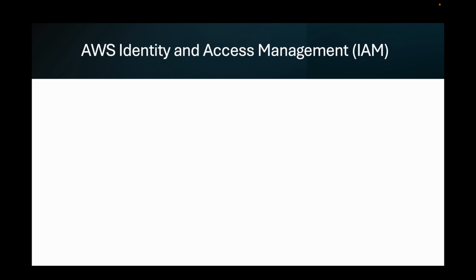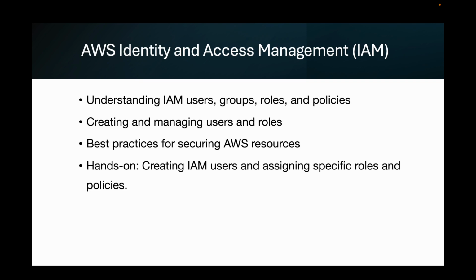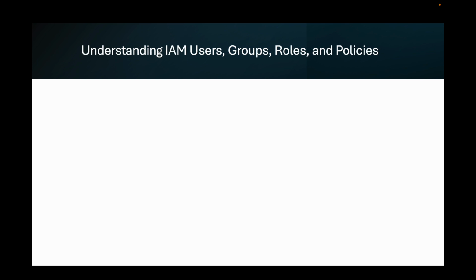Welcome back. In this particular video, we will be looking at understanding IAM users, groups, roles, and policies. Then we're going to jump into creating and managing users and roles. We'll look at some of the best practices for securing AWS resources. We'll do a hands-on of creating IAM users and assigning specific roles and policies. And we will start our first project, which is building an IAM policy to restrict access to S3 for specific users. Let's get started. First topic, understanding IAM users, groups, roles, and policies.